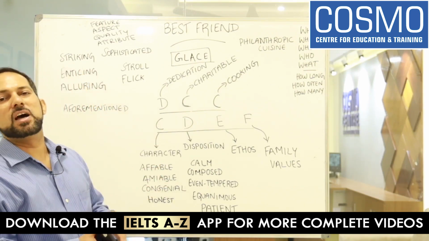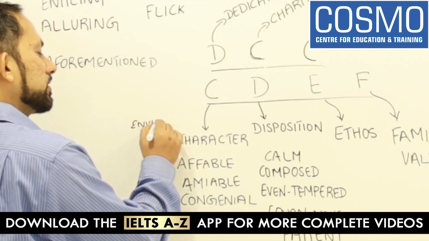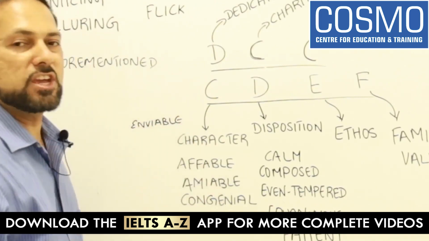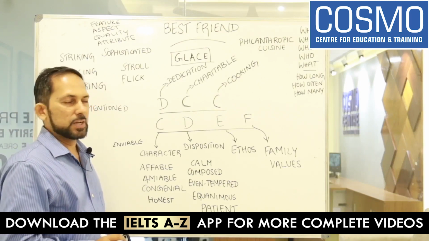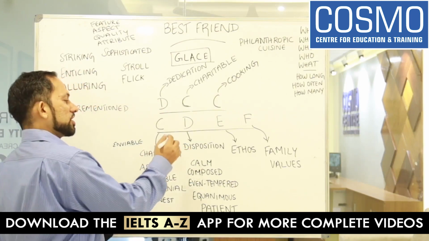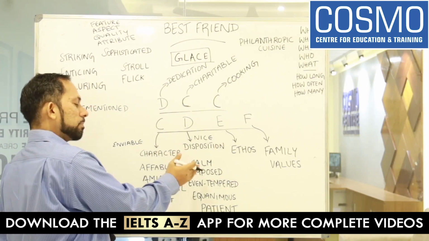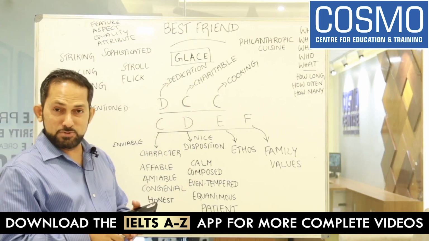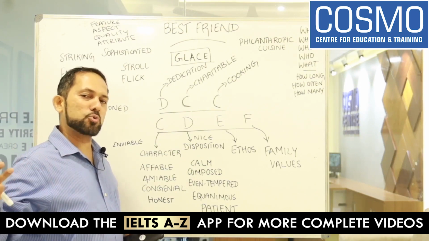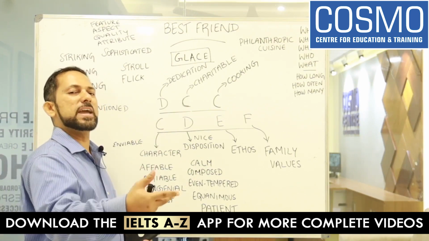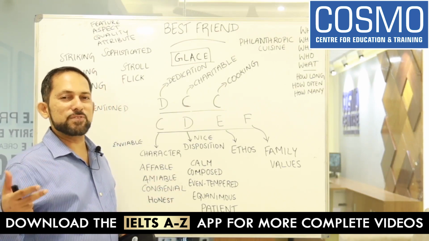And both of us have got, let's say, enviable character. We are affable, amiable, congenial, and very honest people too. Both of us have got nice disposition. We are calm, composed, even-tempered, and equanimous. Very patient people too. If our friends get stuck with difficult concepts, we make sure to sit down with them and explain it, even if it took many hours.